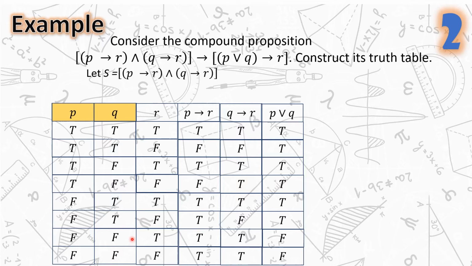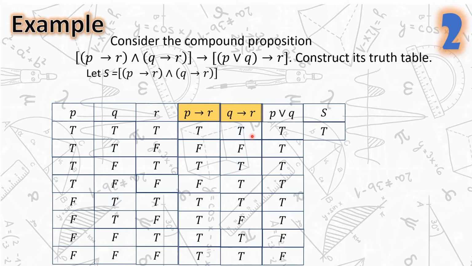Next part, let us have P implies R and Q implies R. Let us have it represented by S. So for the conjunction to be true, both implications P implies R and Q implies R must be true. Focus our attention on column P implies R and column Q implies R.